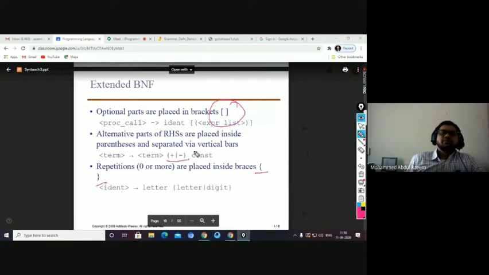So braces, parenthesis, and brackets. Brackets are being used to represent the optional parts. Parentheses are used to represent the alternative parts, and braces are used to represent the terms when they are repeated 0 or more times. Okay. So moving on to the next slide, looking at the demonstration of this with the help of an example.